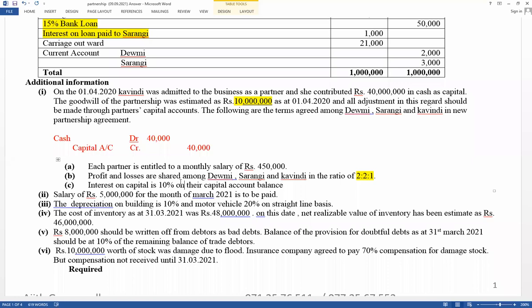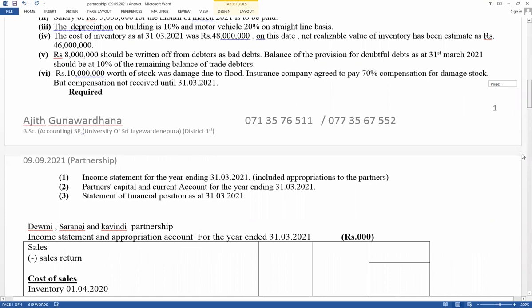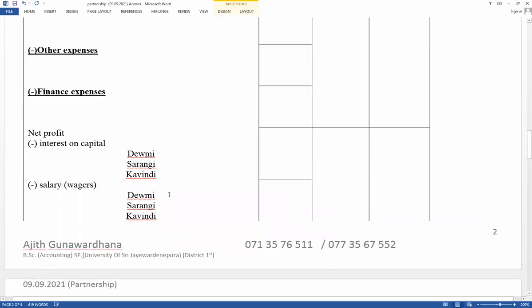closing capital account balance. Closing balance. The closing capital account balance is already calculated. Therefore, based on the closing balance, 10% should be calculated as interest on capital. And each partner is entitled to a monthly salary of 450,000. This is relevant for the appropriation part. It should be recorded in the appropriation account as well as the partners' current accounts. Record it in the profit appropriation account. Salary is given as a monthly value, 450,000. Therefore, multiplied by 12, take the annual value.